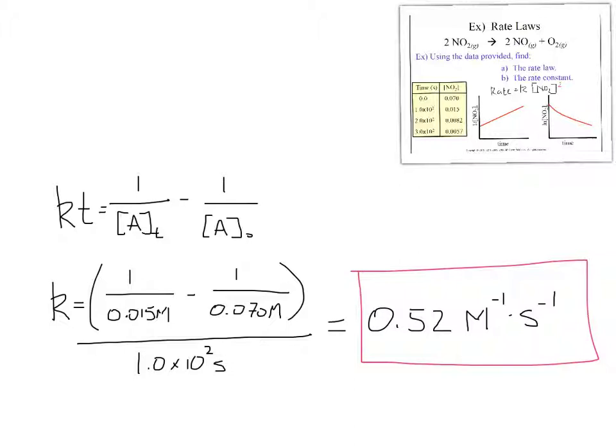We could go and use that to figure out how much of NO2 is left after 1,000 seconds or how much is left after 1.5 seconds. We could use that since it's constant to find anything we need.